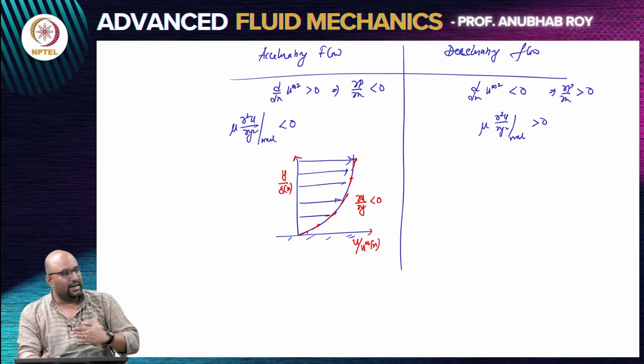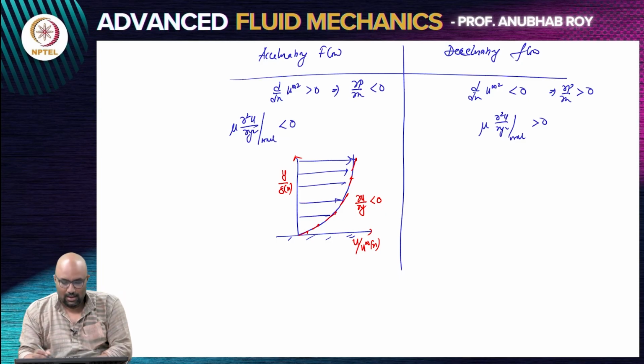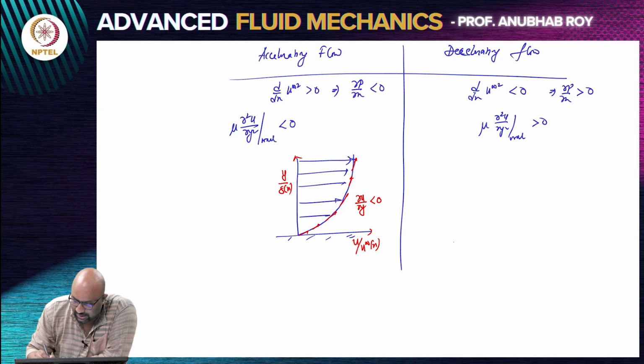It's continuously decreasing as you go from the wall. So if you are measuring, the shear stress is basically decreasing as you go from the wall all the way to the edge of the boundary layer. Now let's contrast this to the decelerating problem.